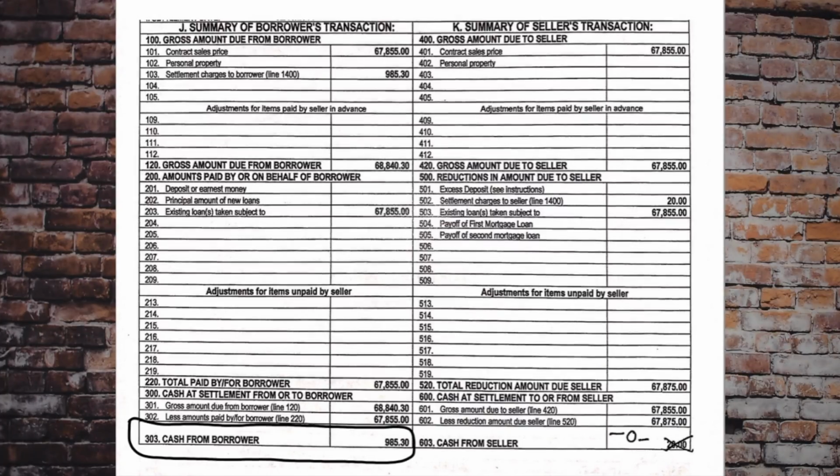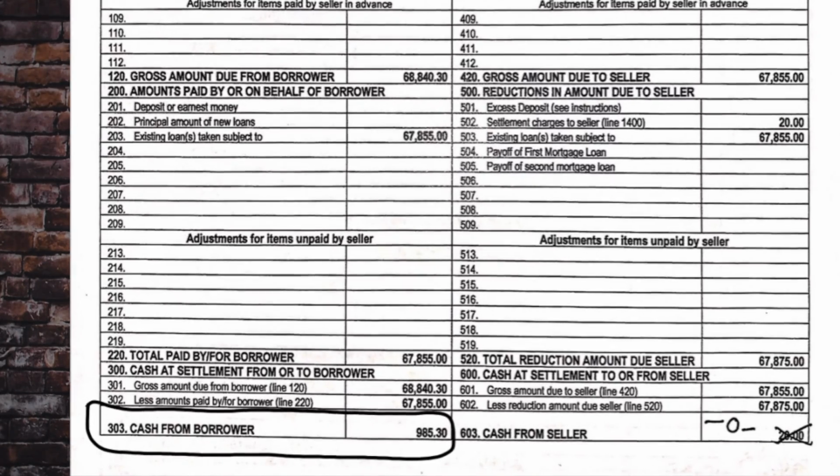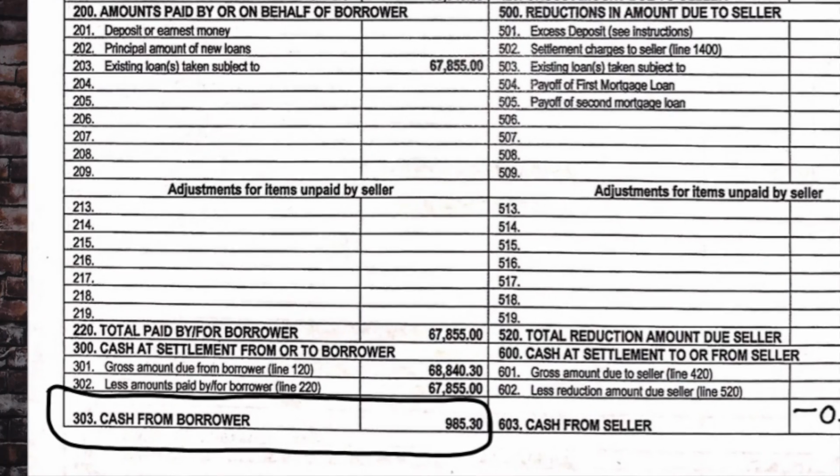That was a true subject to property with no down payment and very low cost to buy it as a result of just paying some closing costs. As you can see, the cost that I had to come out of pocket at closing was only $985.30. So truly a no down payment deal with very low costs to enter into this deal.